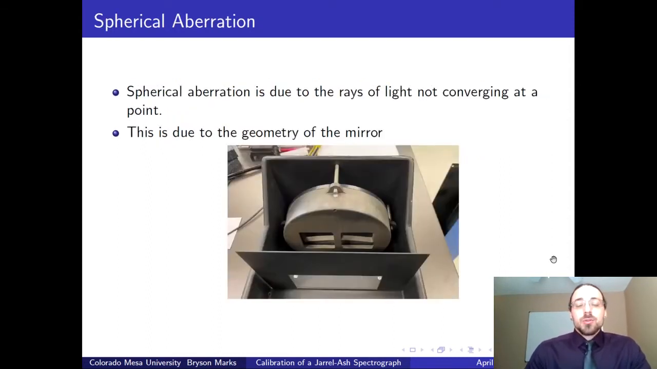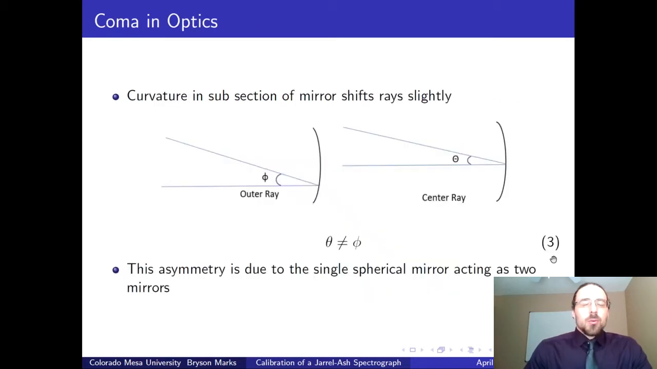Well, due to the spherical shape of our mirror, this mirror will introduce spherical aberration, and that is because the light rays do not converge at a point. Now, it also introduces coma into our optics, and that means that the curvature in the subsection of the mirror will shift these rays slightly.